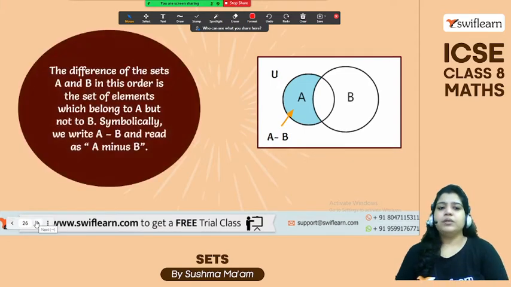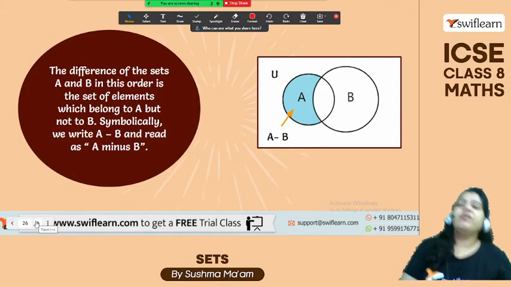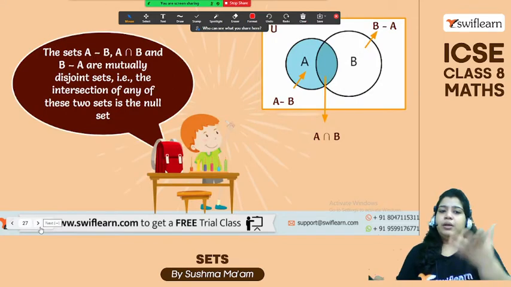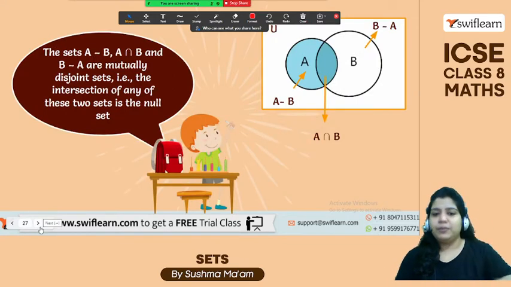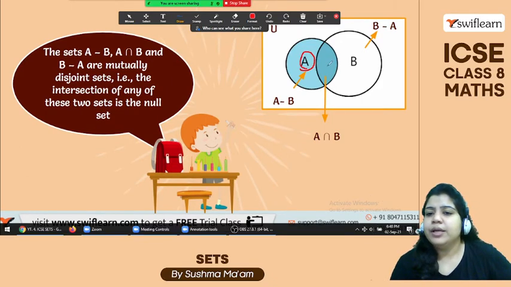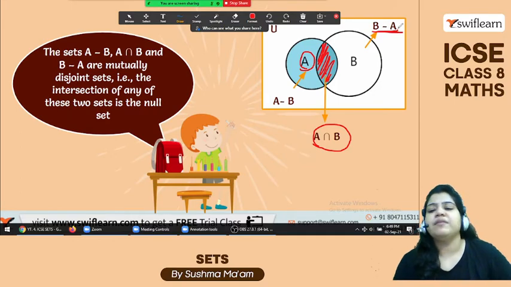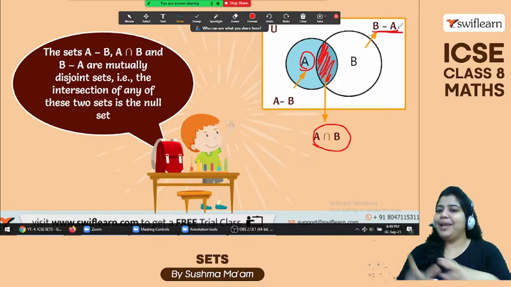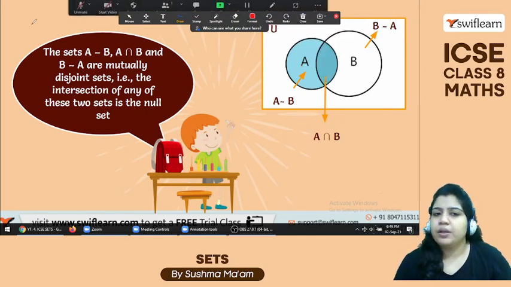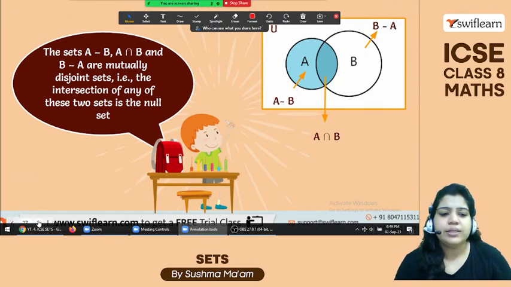So the difference of sets A and B in this order is the set of elements which belong to A but not B. A minus B, we are reading. Here is the diagram. Now it shows A minus B. This light part shows A minus B. This middle one shows A intersection B. And this white portion shows B minus A, means except A. And this rectangle shows the universal set.